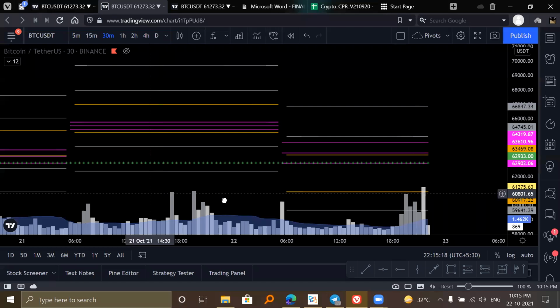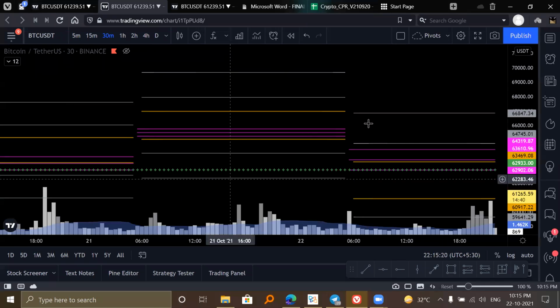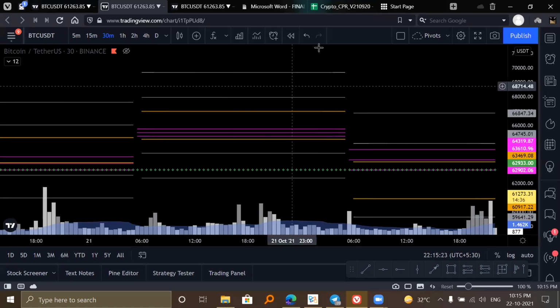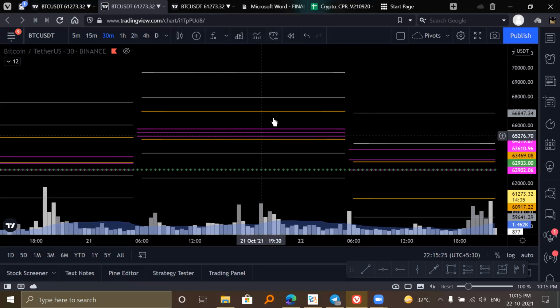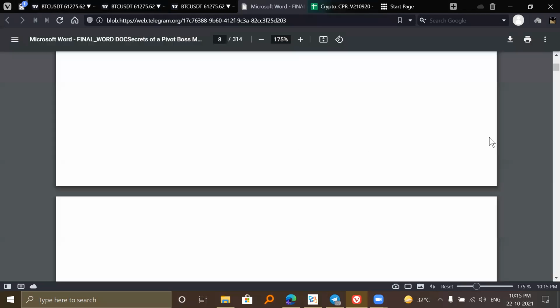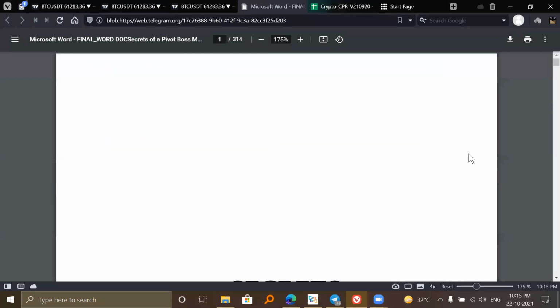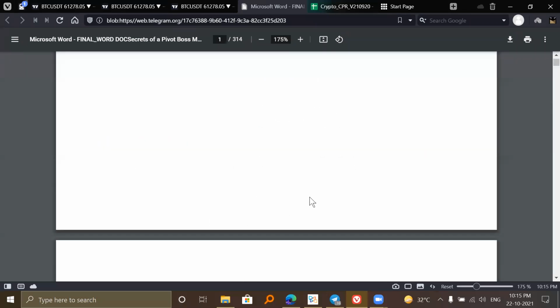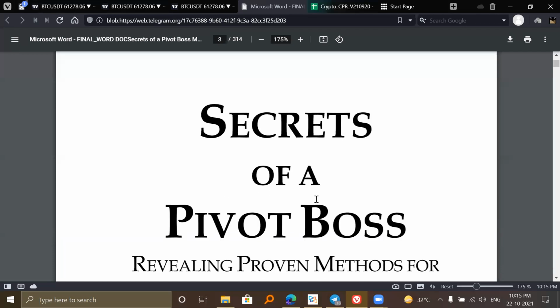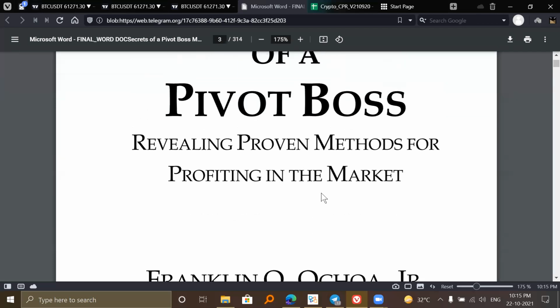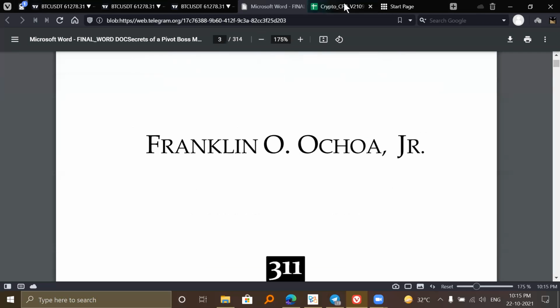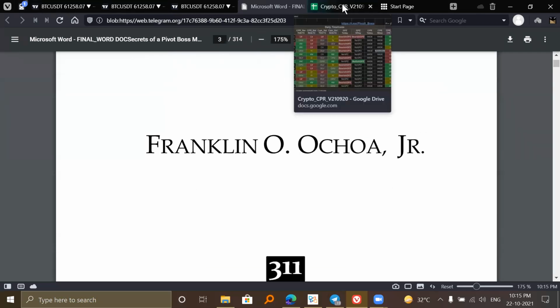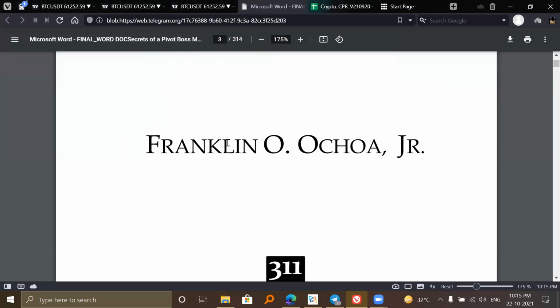And there are many types of pivots, like money zones. I'll give a brief introduction, and if you'd like to read more about it, I would recommend this book called Secrets of Pivot Boss by Frank Ochoa. Yes, this one. You will learn the concept of pivots very deeply, and after that it all depends upon your practice and passion to follow the line of pivots.